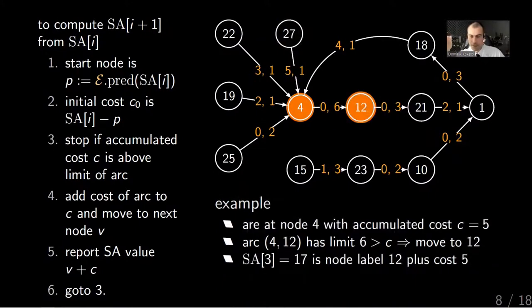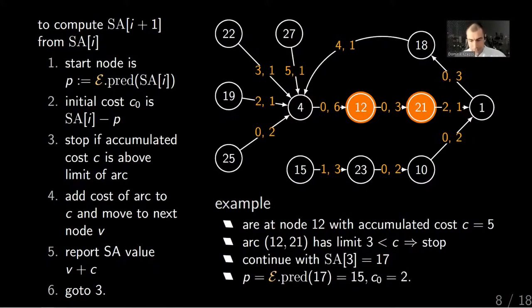Next slide, please. So we move on, have the next arc, which is 0, 6, 6. The limit 6 is also larger than our accumulated cost 5. So we can move on to the next node 12 and report it, because 12 plus the cost 5 is 17. And that's again the next suffix array value. Next slide, please.